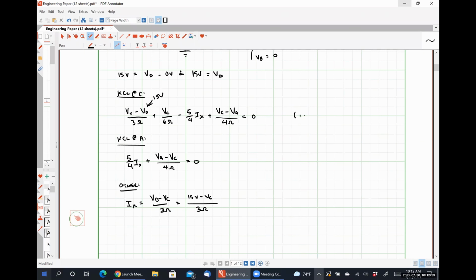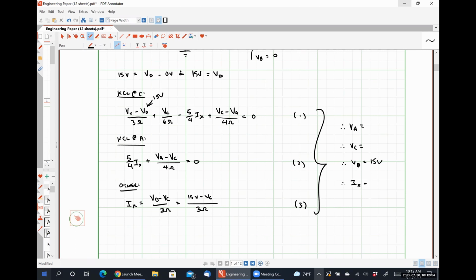And so this is 1, 2, 3 equations with 3 unknowns. So I'm going to solve these real quick. I'm going to get a number for VA, a number for VC. We know that VD is 15 volts. And while I'm at it, I'm also going to figure out IX.